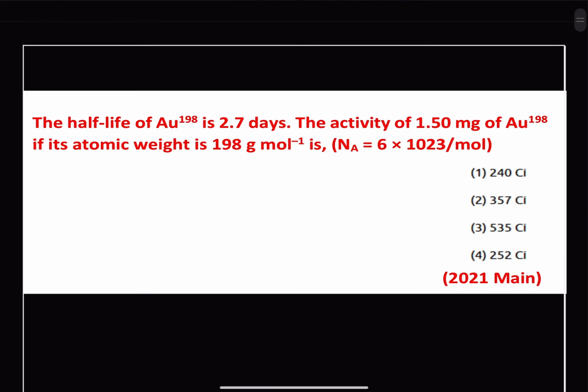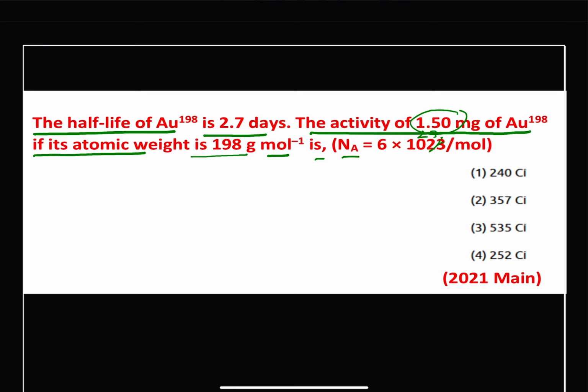So the first question: the half-life of Au-198 is 2.7 days. The activity of 1.5 milligram of Au-198, if its atomic weight is 198 gram per mole, is, and the value of Avogadro's number is given to us as 6 into 10 raised to the power 23. So we have to find out the activity of 1.5 milligram of Au.